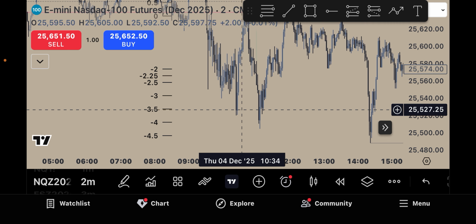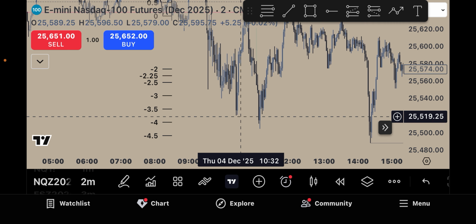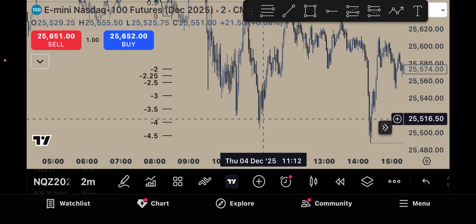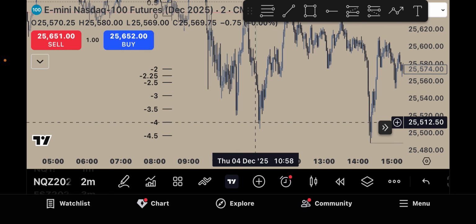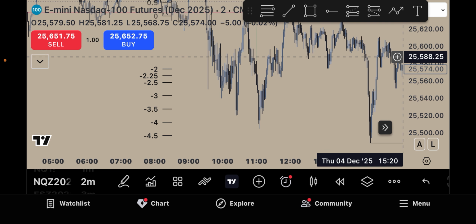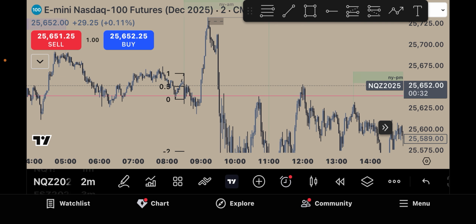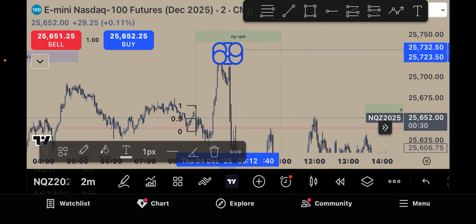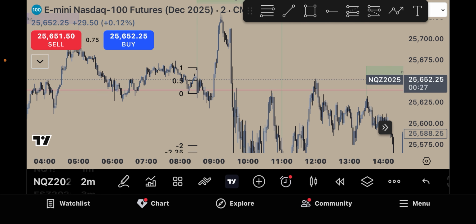I see a rejection block entry right here with the -3.5. Don't really see an entry here on the -4.5, but you do have a good reaction from the -4 and -4.5. We have pretty much low of day. And yeah, really simple way of trading.